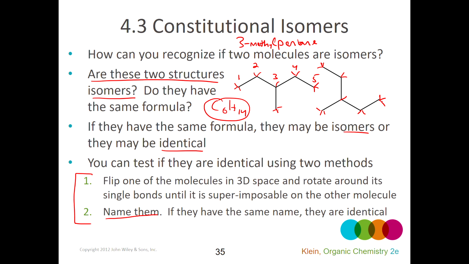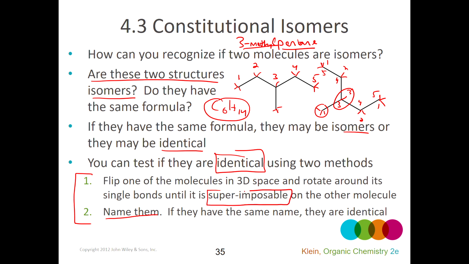Naming the other structure, 1, 2, 3, 4, 5, or if I number from the other side, 1, 2, 3, 4, 5. Either way, my parent chain is 5 carbons long, and either way I number it, I get that methyl group on carbon 3. So these two structures have the same name, which tells me that they are identical. I want to confirm that by making sure that they're also superimposable.